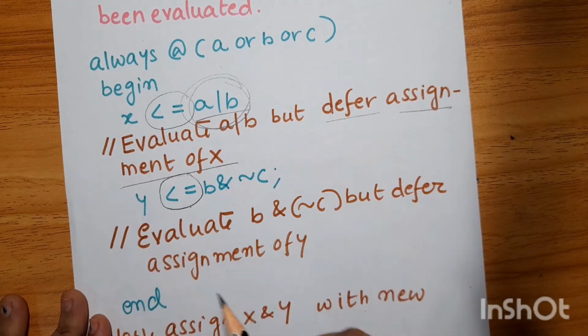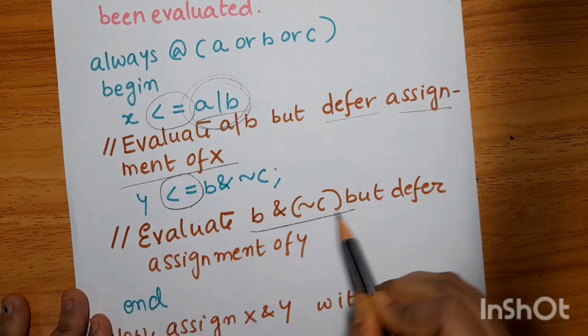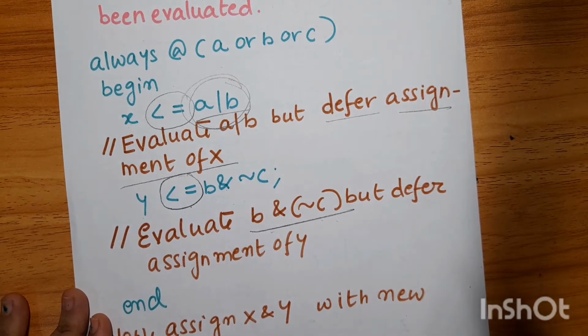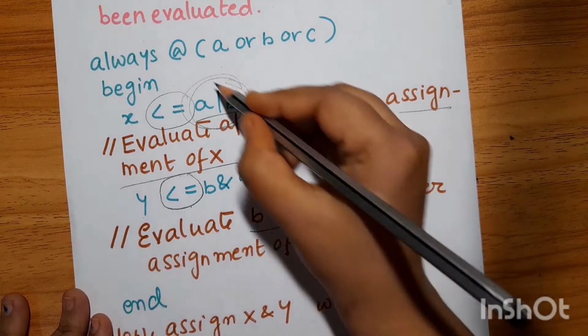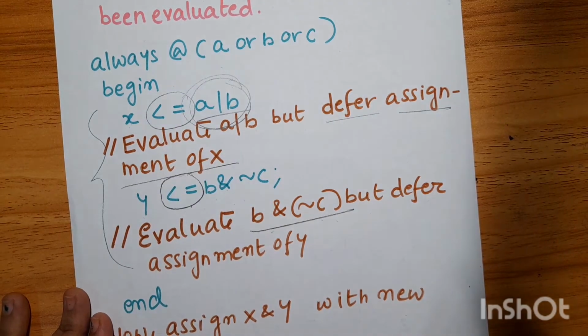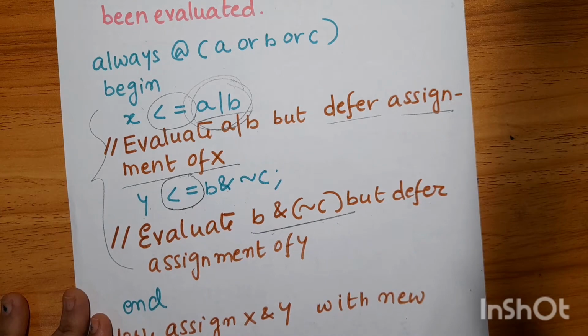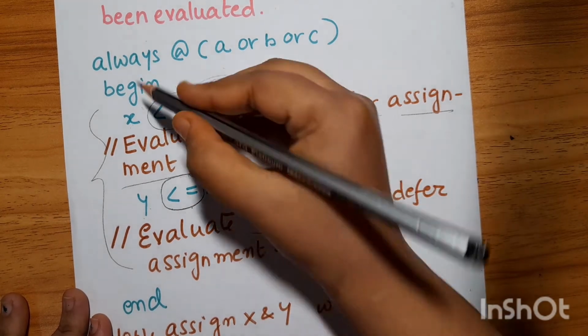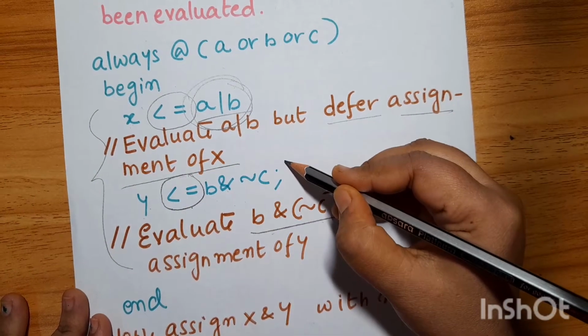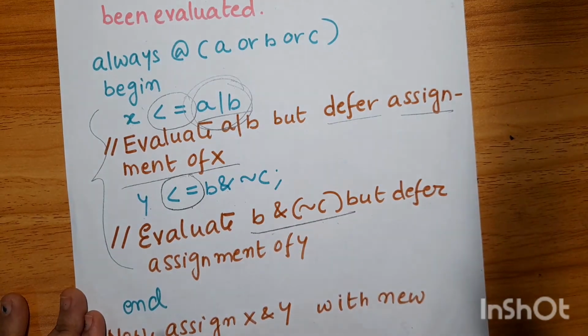Here also we are evaluating B and not of C, but we are deferring the assignment of Y. Means we are postponing the assignment to X and Y. X and Y will get assigned once we finish all the evaluation, and after that, at the end of the time step, the assignment will happen.